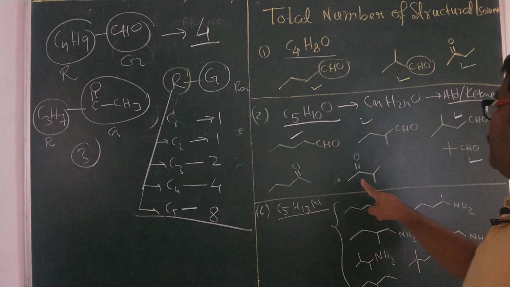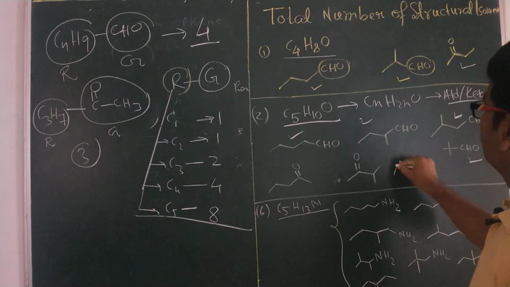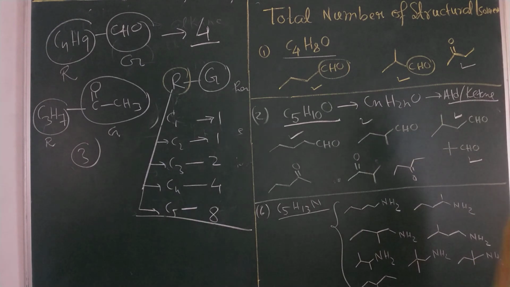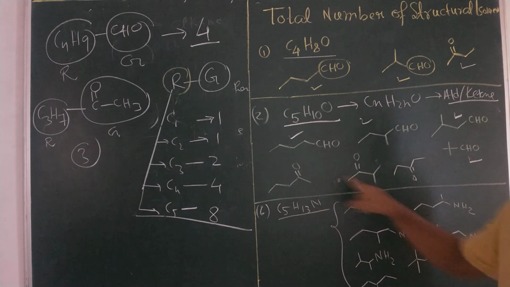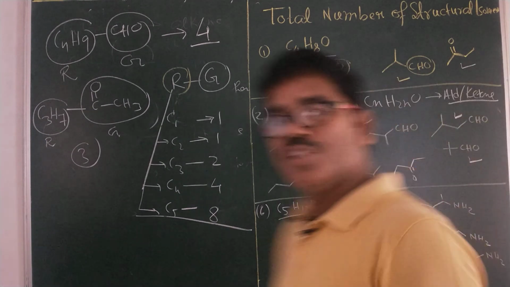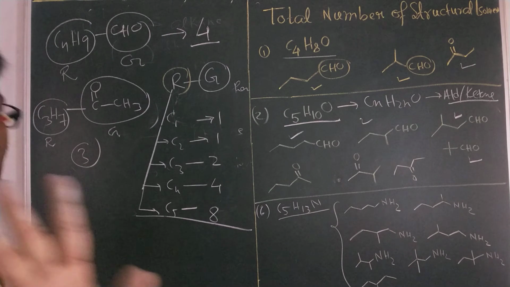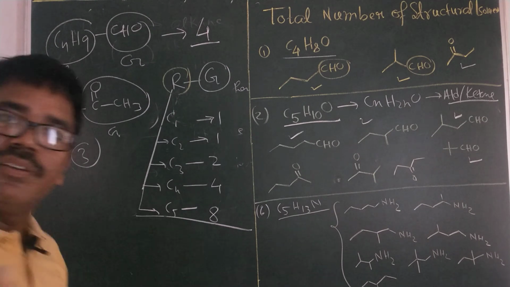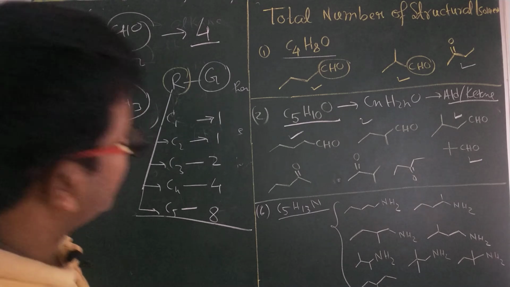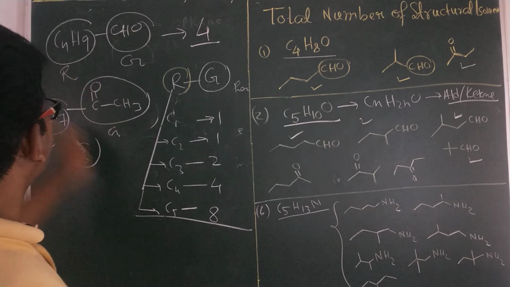This is one, this is one. Again, we can have one, and we can have another. These are 3 isomers. 1, 2, 3 isomers. Am I right? Sure? Okay, done? Very good. Totally, we can have 3 isomers.